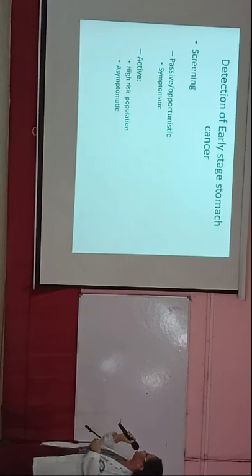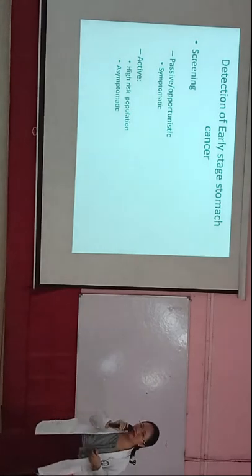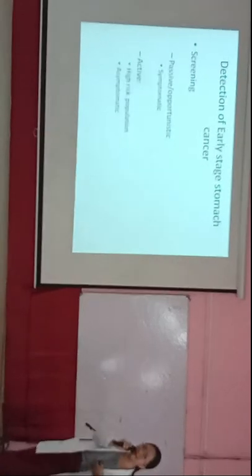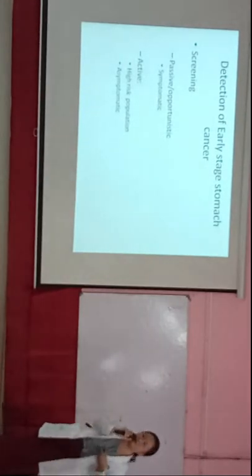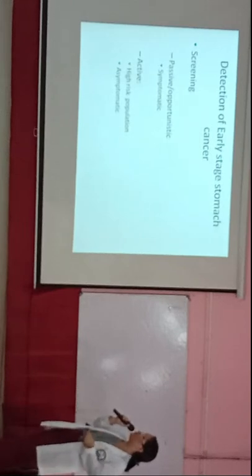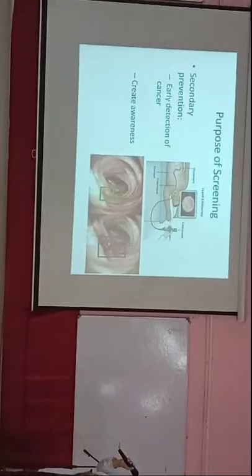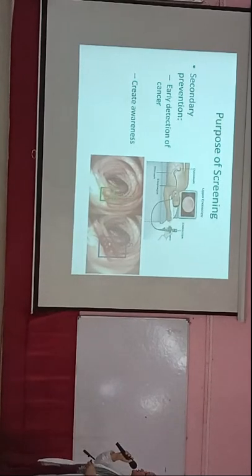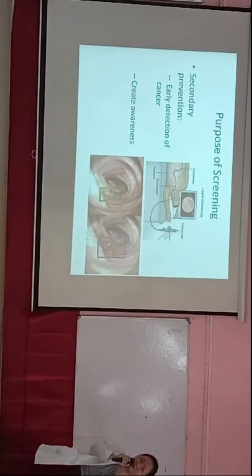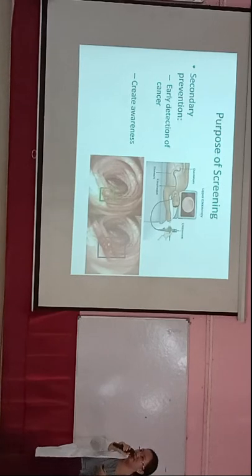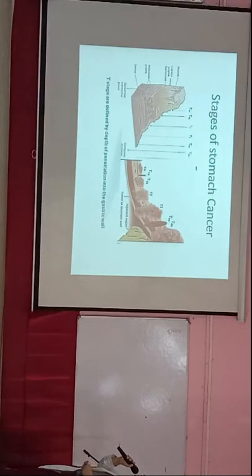So now coming to early detection of stomach cancer. Early detection is done by screening. The screening can be passive or opportunistic, that is, the symptomatic patient, the one who presents with some kind of symptom, and active, that is, in high risk population and asymptomatic persons. So the purpose of screening is targeted prevention, that is early detection of cancer, and to create awareness. Whoever comes in contact with a patient who had peptic ulcer or atrophic gastritis should try to create awareness. So in the targeted prevention, we try to catch patients in early stage.